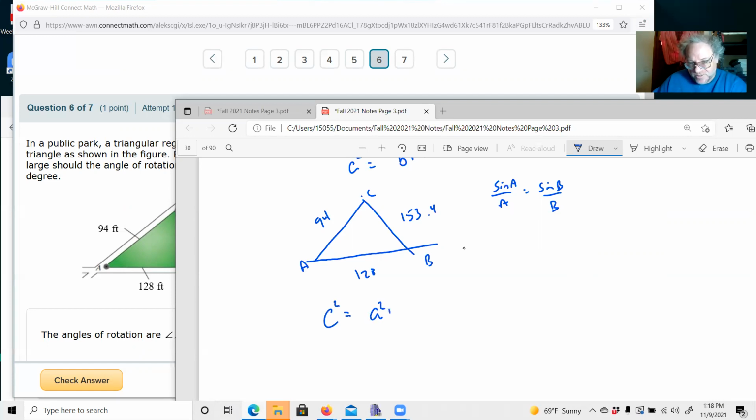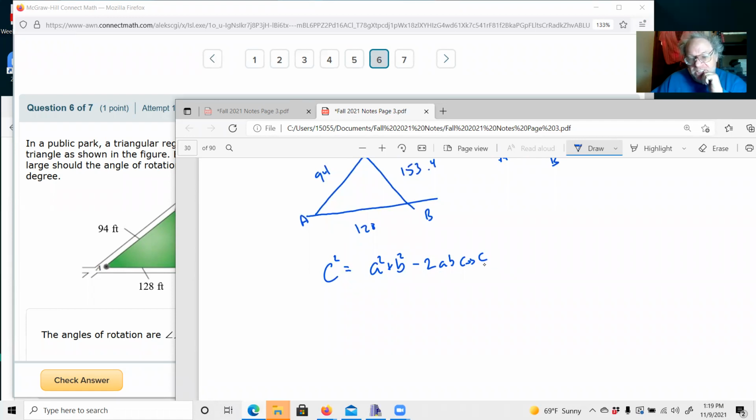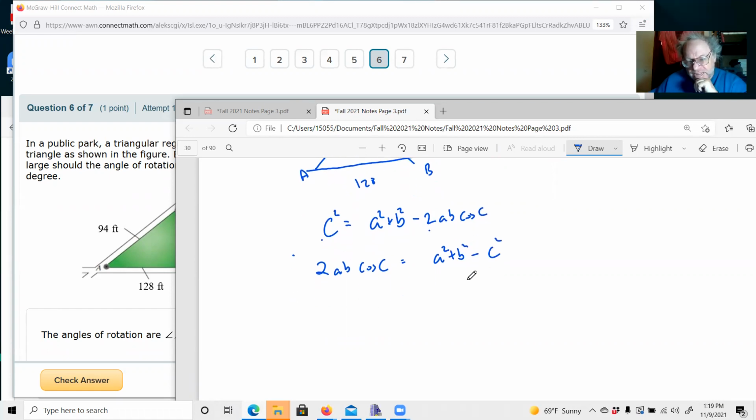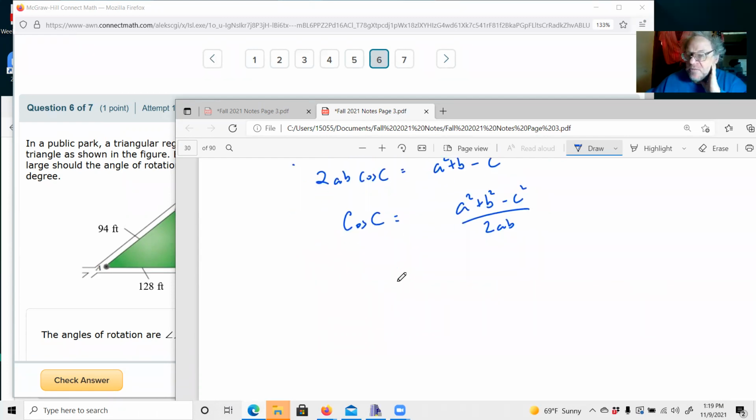c squared is equal to a squared plus b squared minus 2ab cosine of c. Can you solve for the cosine of c? You sure can. 2ab cosine c is equal to a squared plus b squared minus c squared. Just swap these two, put this over here, put that over there. Then cosine of c is equal to a squared plus b squared minus c squared all over 2ab. And then we just have to use this several times to solve for it. So here we go. I'll pick c to match the picture. That's fine.